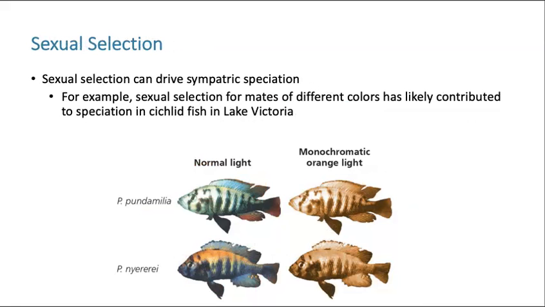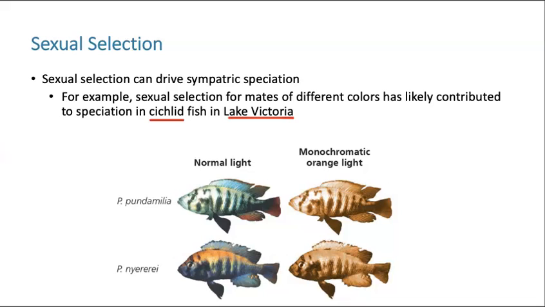The last one that I told you we'd talk about for sympatric speciation is sexual selection, how sexual selection can form new species. And sexual selection is how mates are chosen. So the example that I'm going to step you through is the speciation that happened in the cichlid fish. This word is pronounced cichlid, in Lake Victoria, and Lake Victoria is found in Africa.